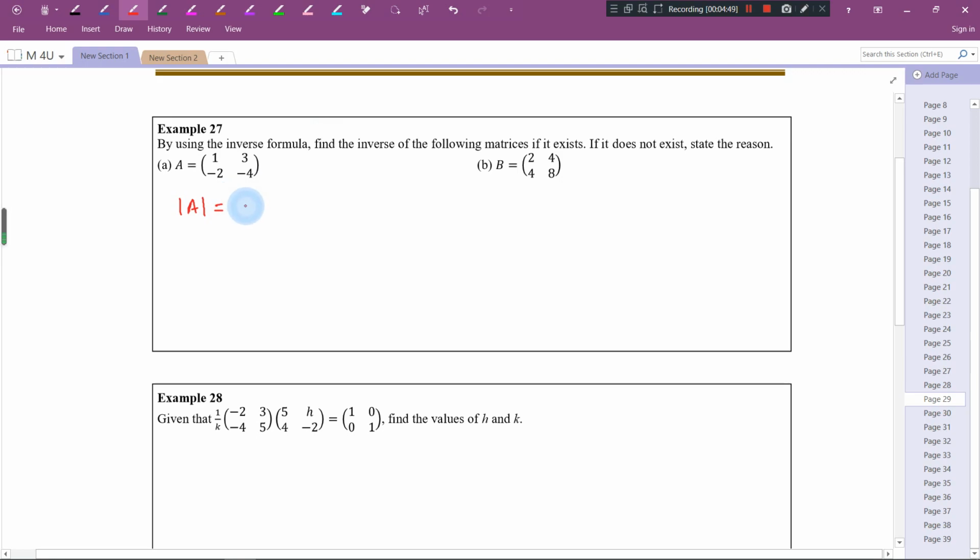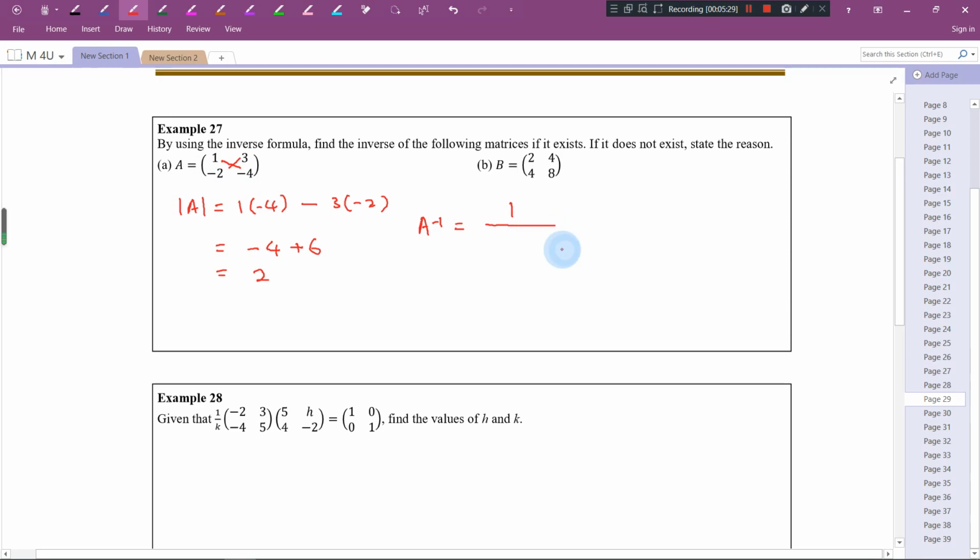Okay, still remember how do we find the determinants? This times this, 1 times -4 minus 3 times negative 2. AD minus BC, right? Okay, so this will give you negative 4 and this is positive 6. The determinant is equal to 2. Okay, since the determinant of matrix A is not equal to 0, then we know that matrix A has an inverse matrix.